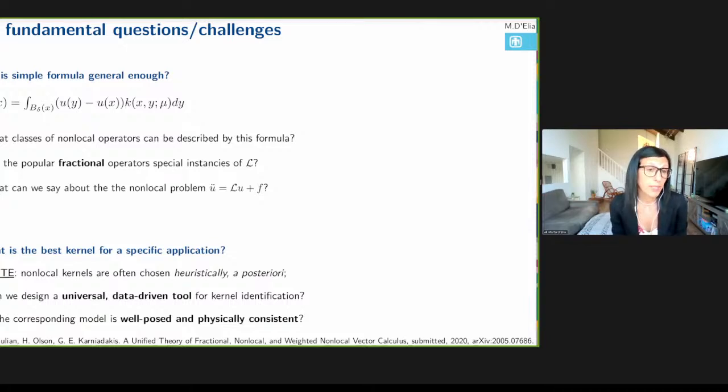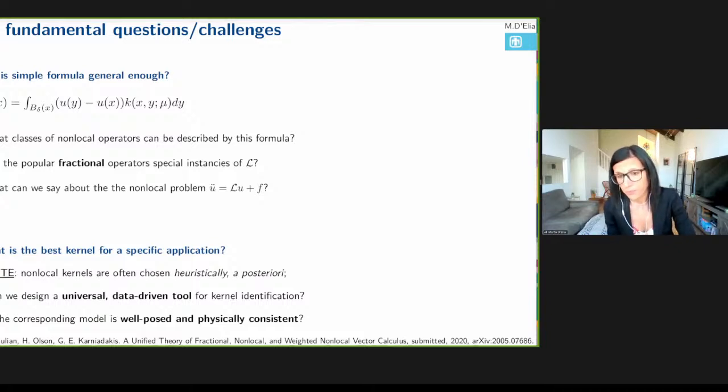Well, let's say we pick this formula, then the next natural question is, what is the best kernel for a specific application? In general, kernels are justified a posteriori, so they're just heuristically chosen. And so the question that we want to answer is whether we can design a data-driven approach that allows us to identify the kernel. But at the same time, we want an approach that guarantees that the optimal kernel that we find induces an operator that is well-posed and physically consistent.